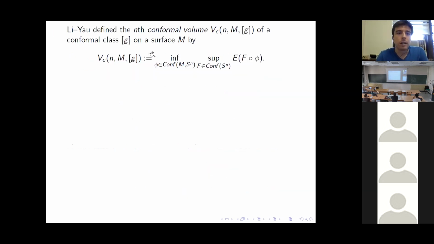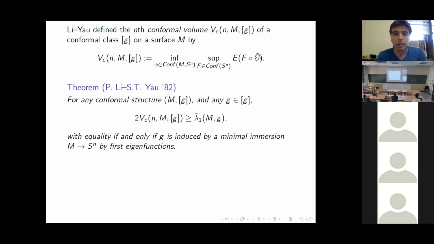So this tells us that if we define, as Li and Yau did, this nth conformal volume of this conformal class to be the infimum over all these branched conformal immersions into Sn, of the supremum of the energy of its composition with the conformal automorphisms of Sn, then this quantity is going to be an upper bound for the normalized first eigenvalue. In particular, twice this quantity is an upper bound for the normalized first eigenvalue over any metric in this conformal class. Okay, so we have this natural conformal invariant.